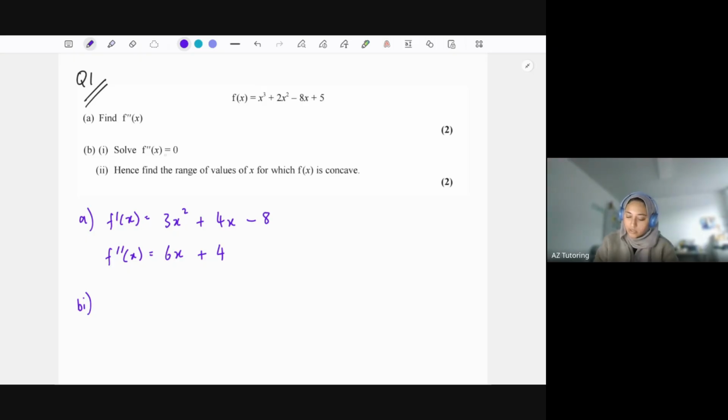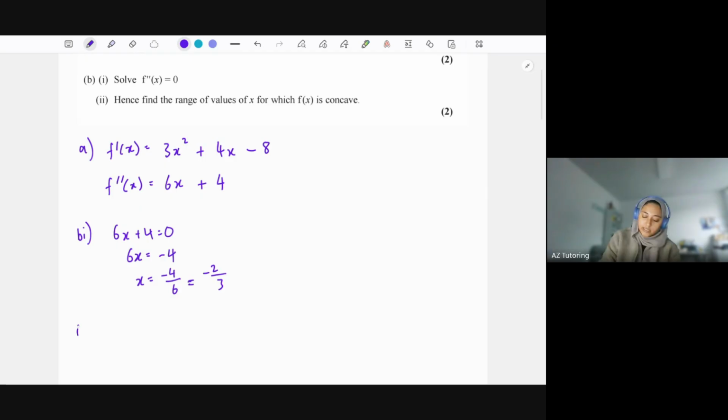Okay, so solving this here, I'm going to make this equal to 0. So 6x plus 4 equals 0. 6x equals minus 4. So x equals, divide by 6, minus 4 over 6, which is just minus 2/3. Okay. Part B II says, hence find the range of values. So again, it's a bit similar to the increasing and decreasing functions question. It's exactly the same, more or less, but it's just using different words, concave and convex. So hence find the range of values of x for which f of x is concave.